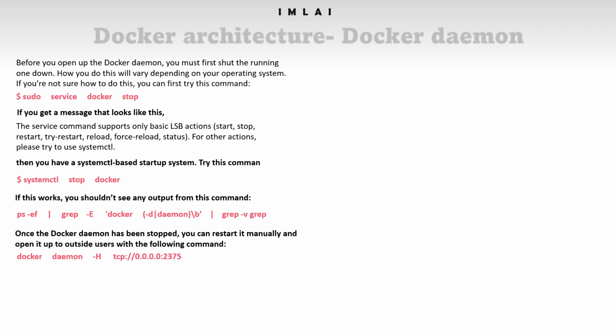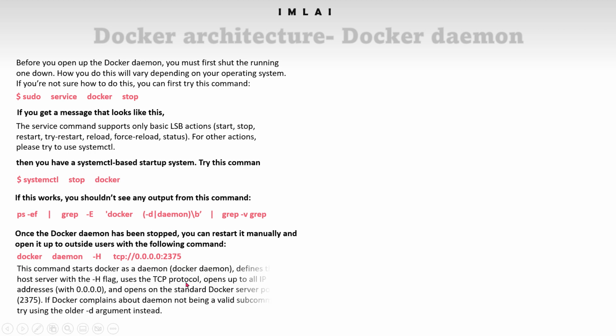And once the Docker daemon has been stopped, you can restart it manually and open it up to the outside users, because here I am showing the way to open this Docker daemon to the outside users. Okay, so you say docker daemon, give the capital H option, and you give the TCP and public IP and then port. So it will be opened up to the external users.